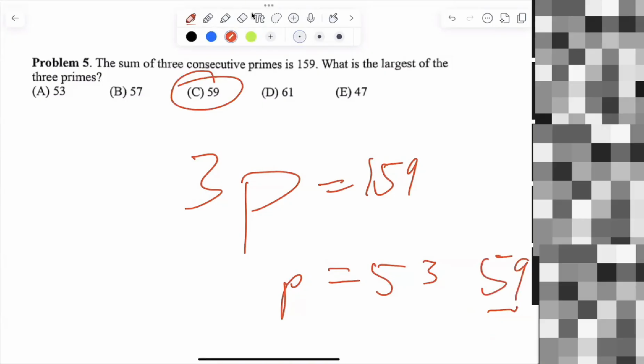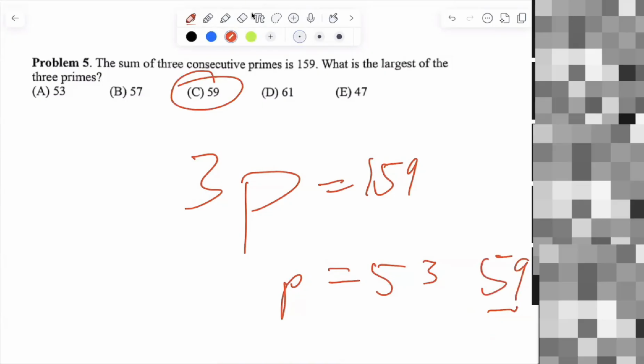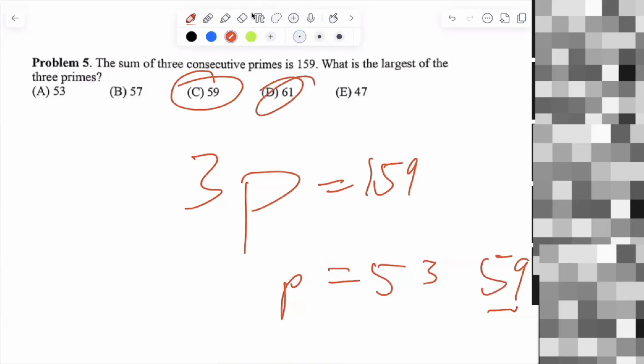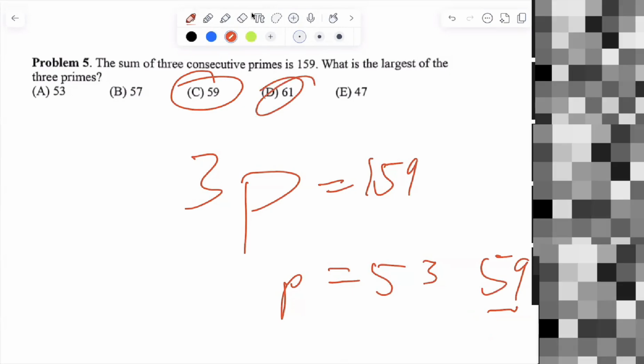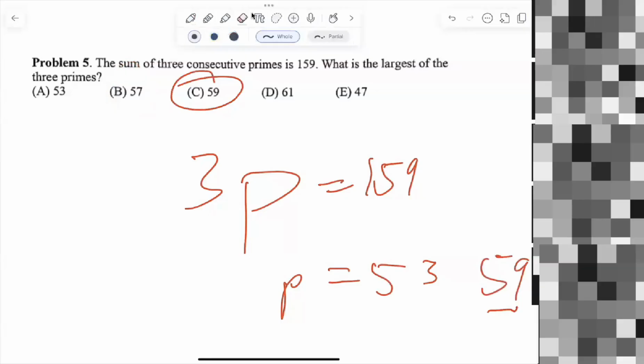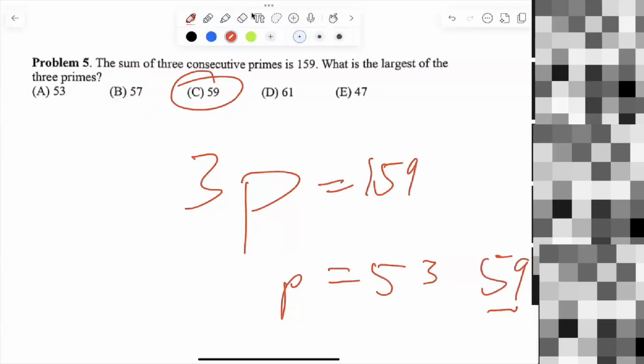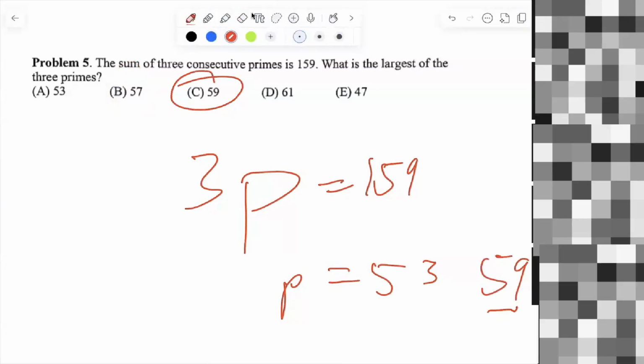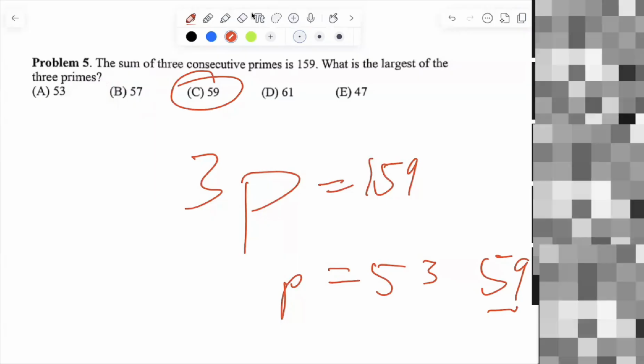Make sure you don't make mistakes, all right? Like for example, assuming 61 pops into your head. Well, let's check. Let's see if it's 57. Well, is that prime? No, it isn't. So that's not the answer. So it has to be 59, since 59 is prime.